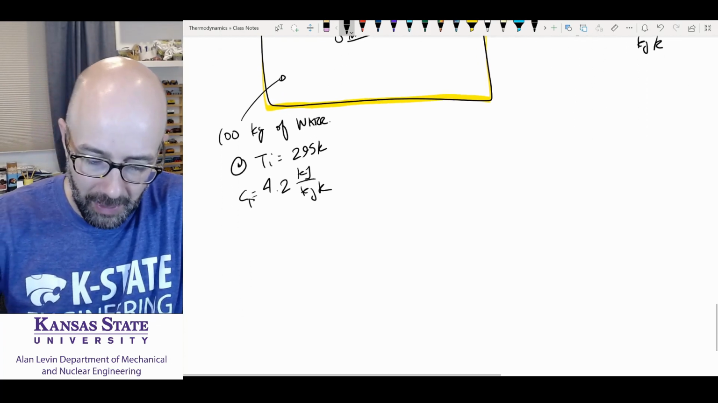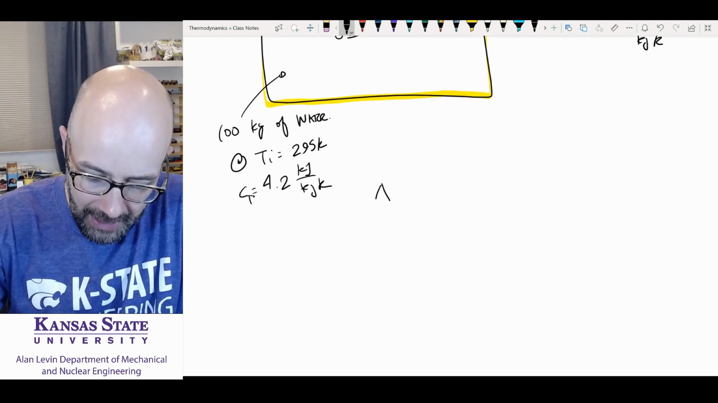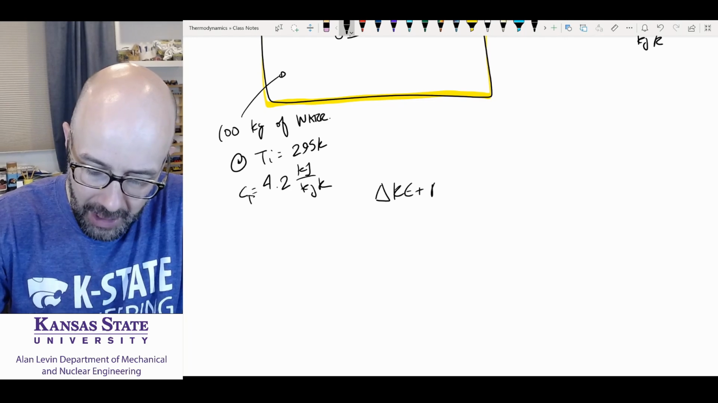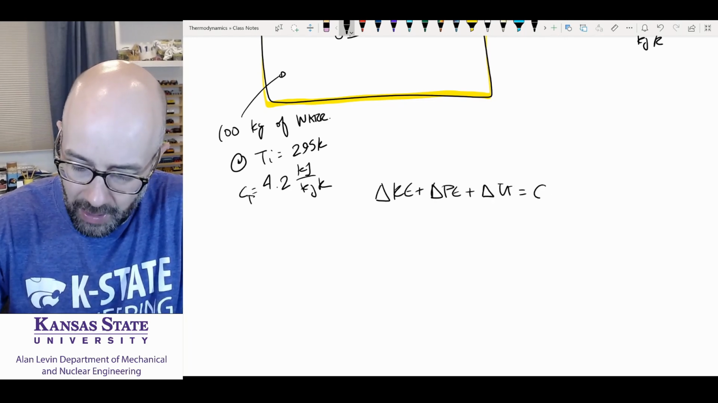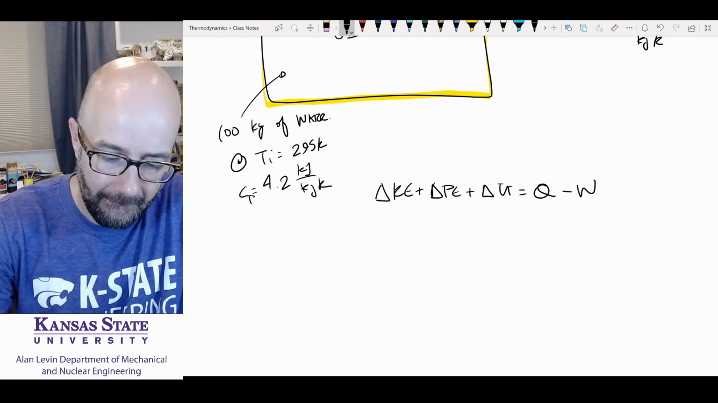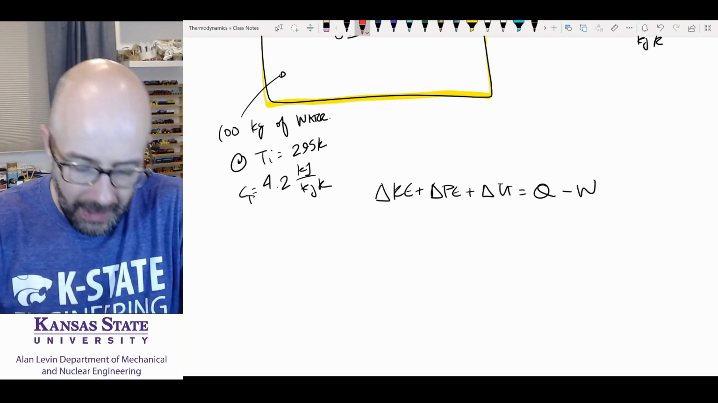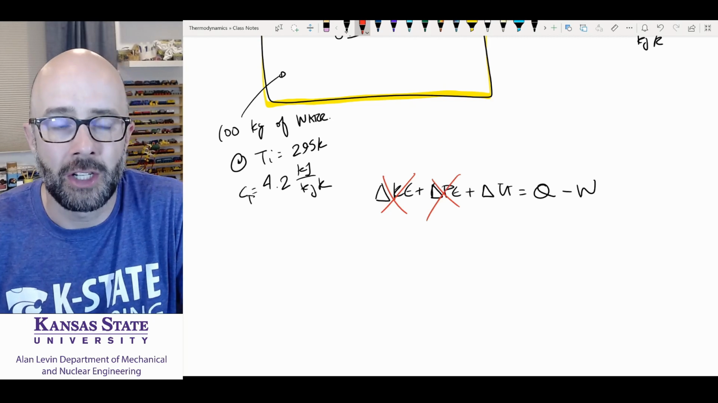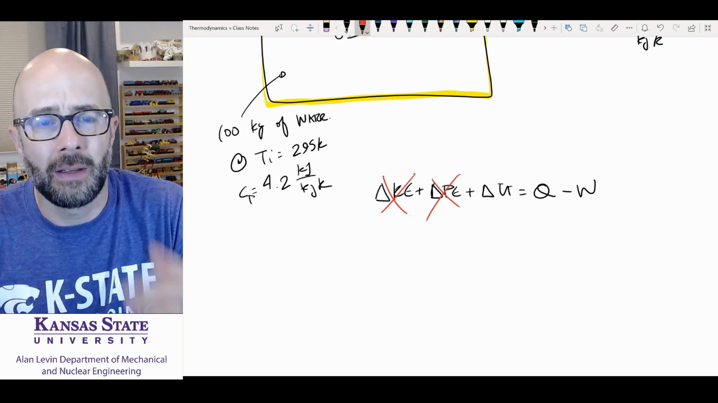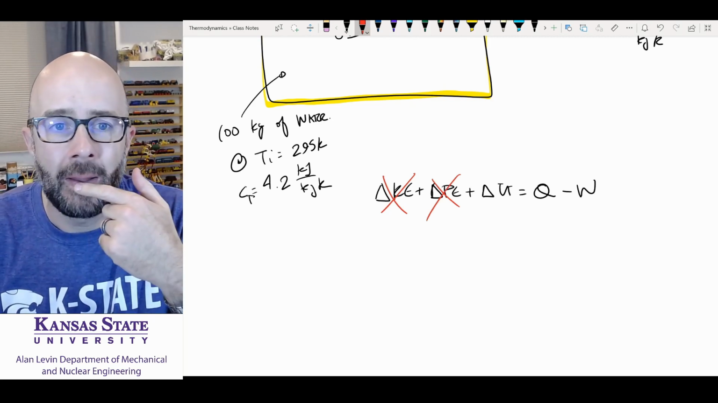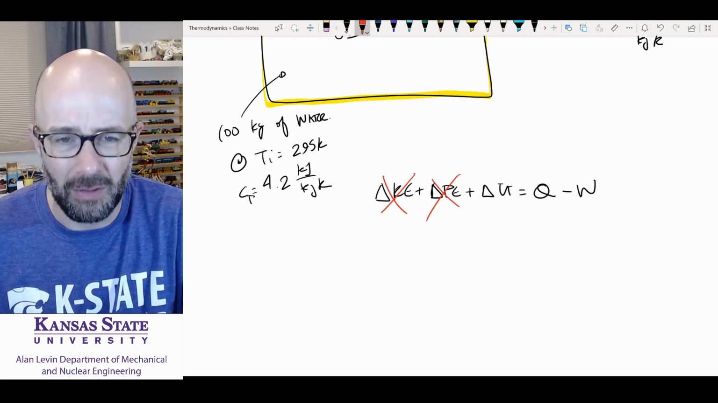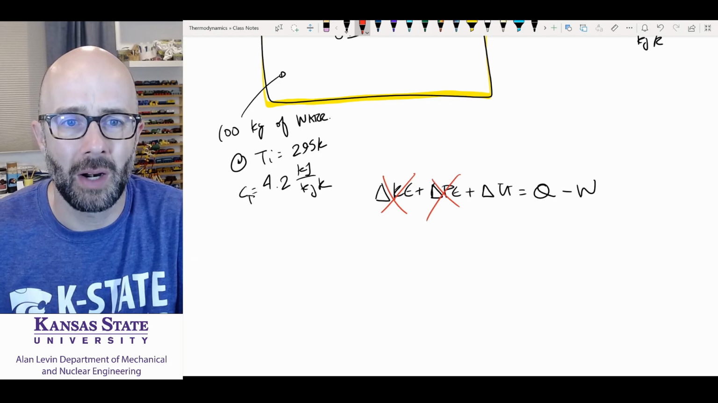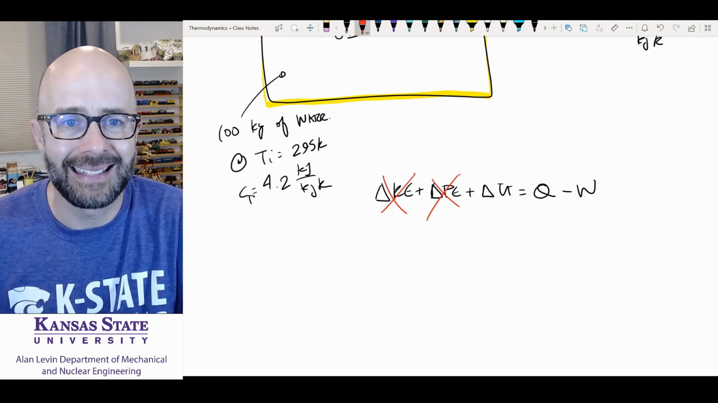So we're going to look at this and say, well, we have the change in kinetic energy plus the change in potential energy plus the change in internal energy is equal to the heat transfer minus the work. Okay, now, no kinetic energy change, no potential energy change here in this tank. We're not going to be moving it anywhere. And we can assume that if you have a big tank with 100 kilograms of water in it, there's not going to be a lot of heat leaving that tank.